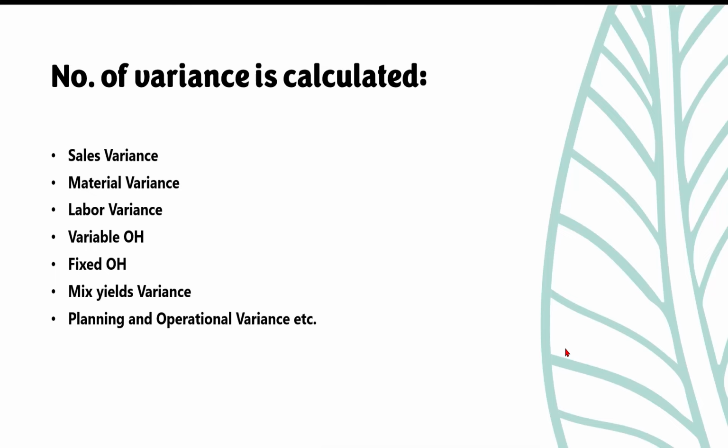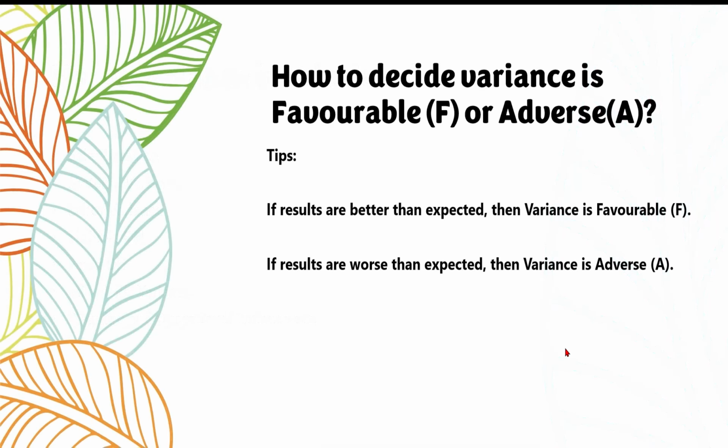Now, while calculating the variance, you might have seen the term F or A. So F stands for favorable and A stands for adverse. Now how can we figure out when the variance result will be favorable or when it will be adverse? I have a tip for you. If results are better than expected, then the variance is favorable and we put F after the difference that we arrived at. But if the results are worse than expected, in that case the variance is adverse and we put the letter A after the difference we calculated.